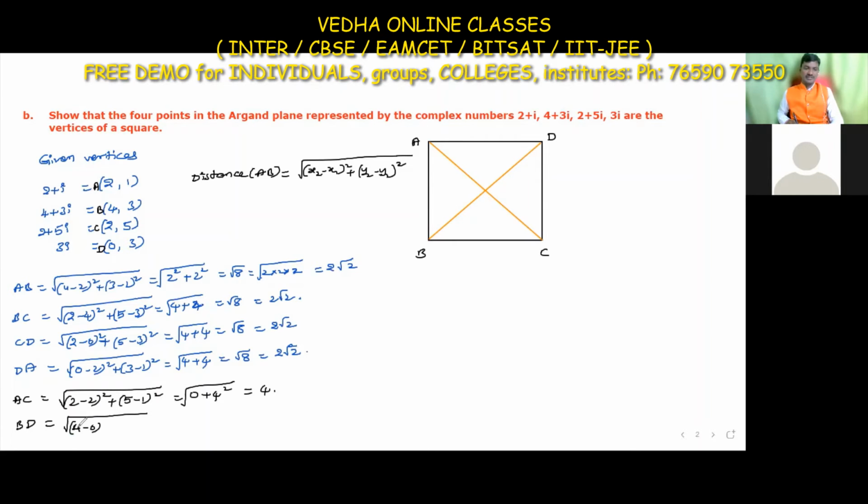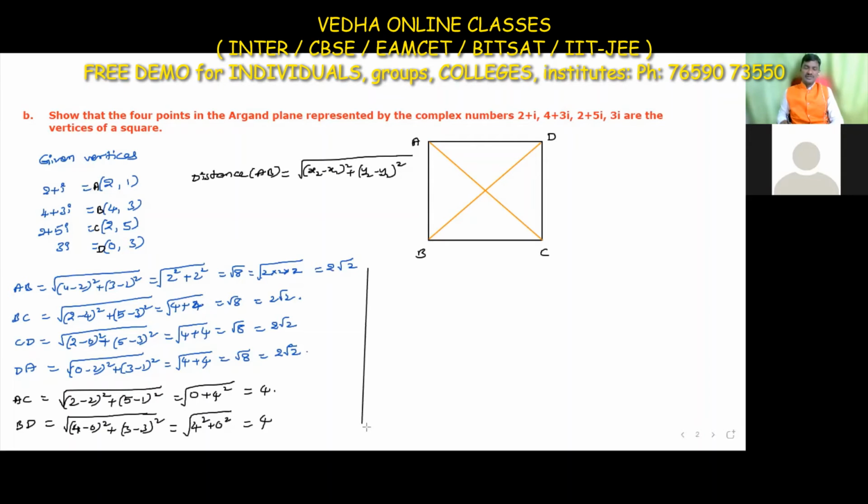4 minus 0 whole square and 3 minus 3 whole square, between these 2 points. Now 4 square and 0 square, so that means it is 4. Okay, diagonals are equal.